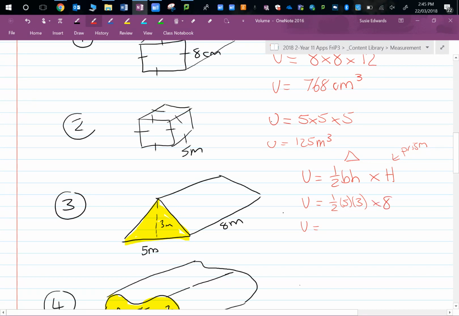Okay, so put the triangle on your hand. Where's the height? It's that edge between it. The other way to think about it is saying the height is the distance between your two base shapes. It's the length of that rectangle between the two base shapes. So half of 5 times 3 times 8.